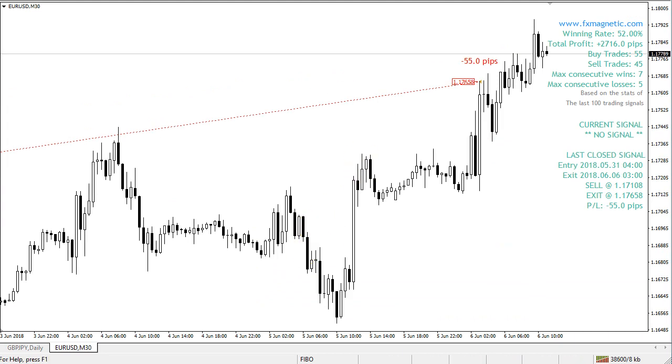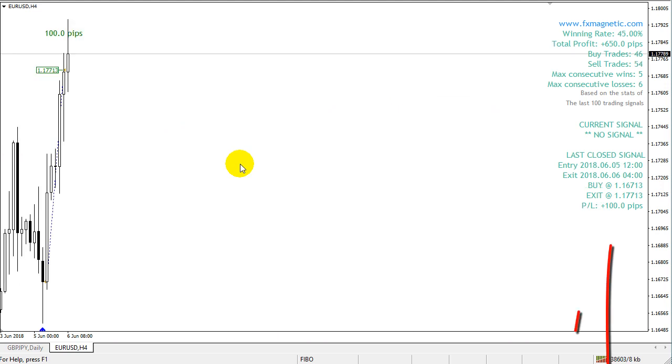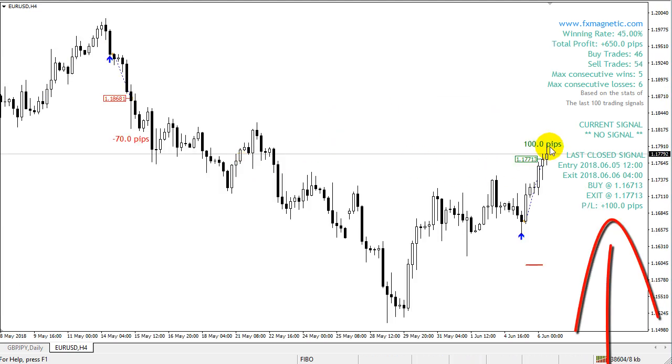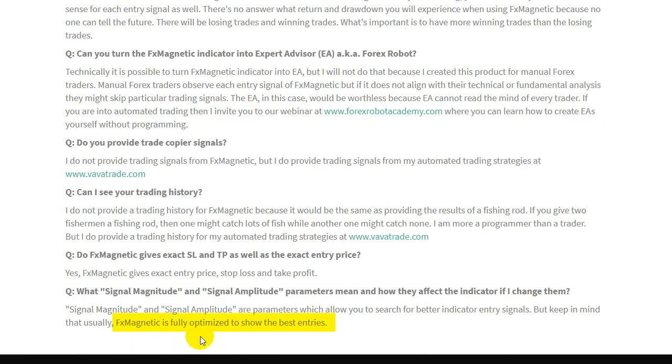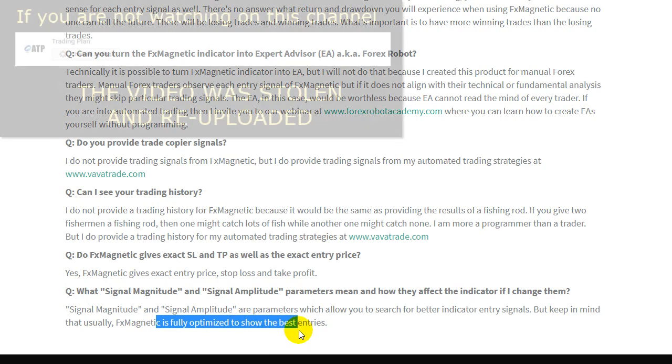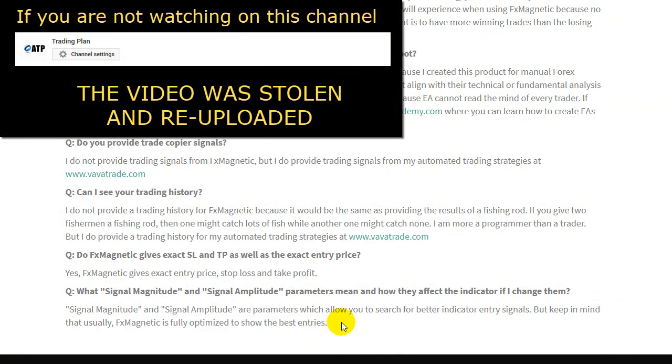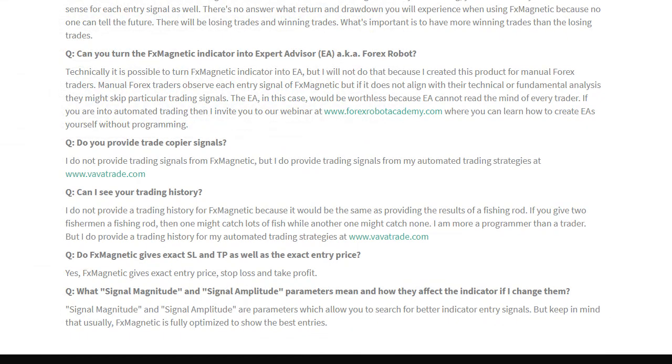So let's take a look at the 4-hour chart. Let's give it a second to load here. So here's our 4-hour chart. So winning trade here. It looks like it's adjusted itself, which is kind of cool. And that's what it does here. Let me just bring up the page for you. And down here, it talks about what these two inputs mean on the indicator. But it says here, they allow you to search for better indicator signals, but keep in mind that usually it's already optimized to show the best entry. So it appears that it's going to change itself, which is quite interesting as well. Kind of like artificial intelligence.